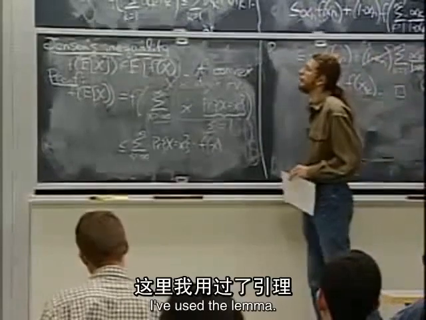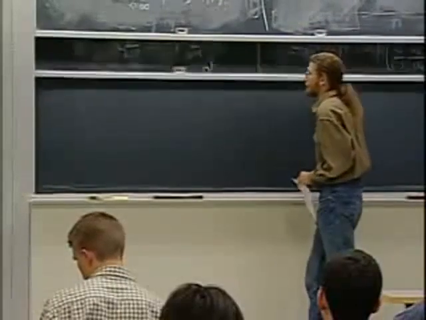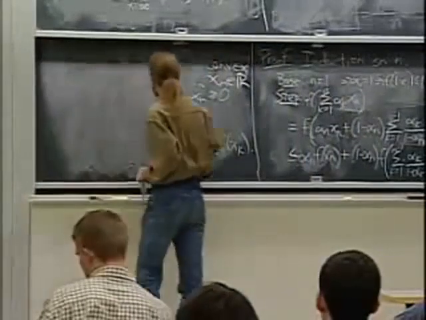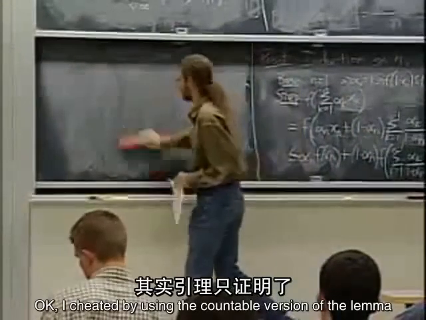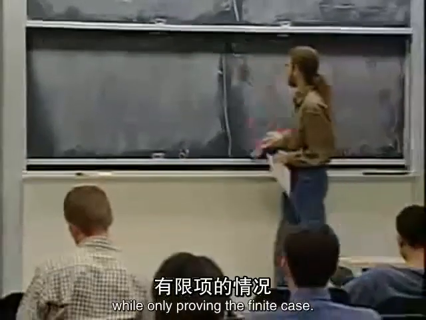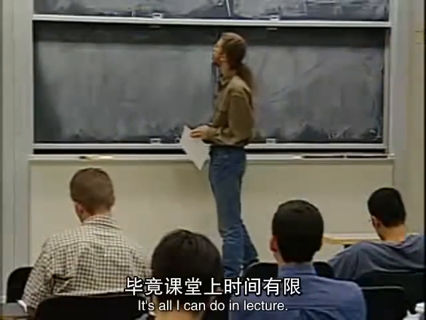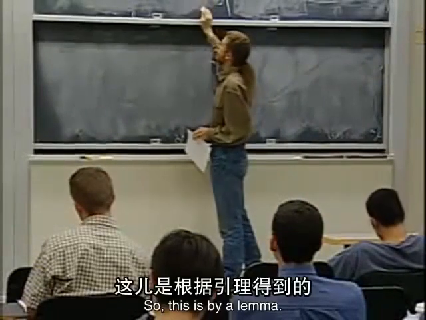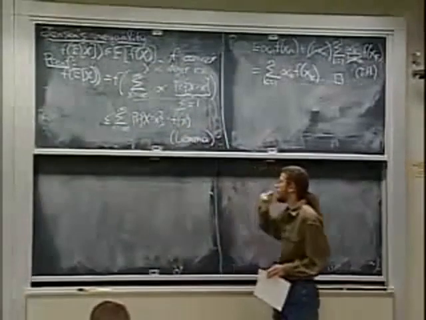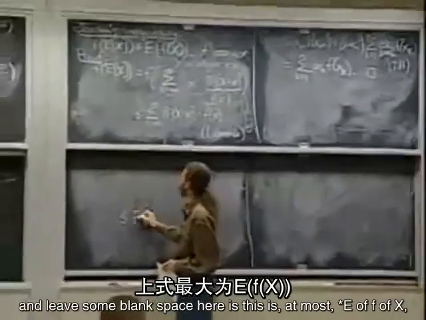I've used the lemma, so maybe now I'll erase the lemma. Okay, I cheated by using the countable version of the lemma while only proving the finite case, but that's all I can do in lecture. So this is by the lemma. Now what I'd like to prove, and leave some blank space here, is that this is at most e of f of x.